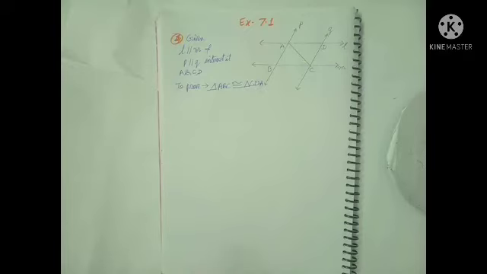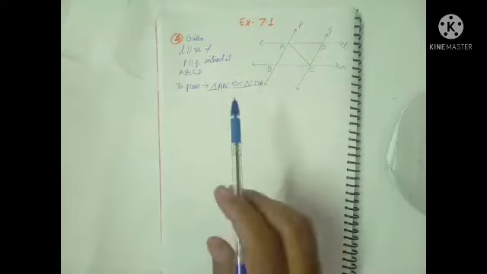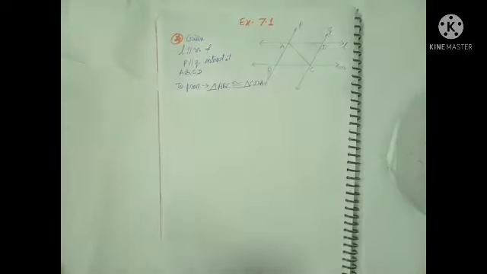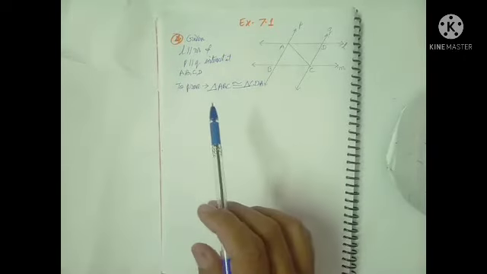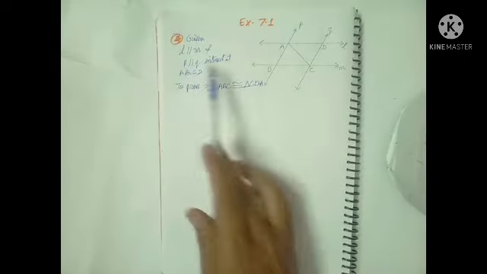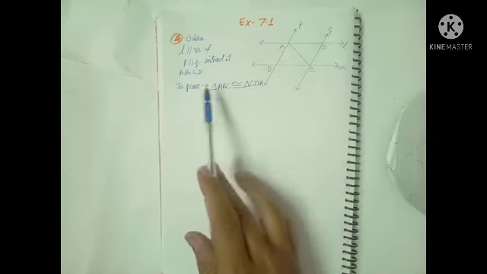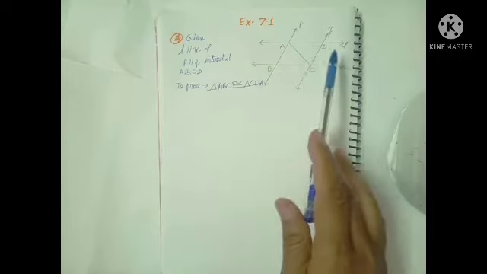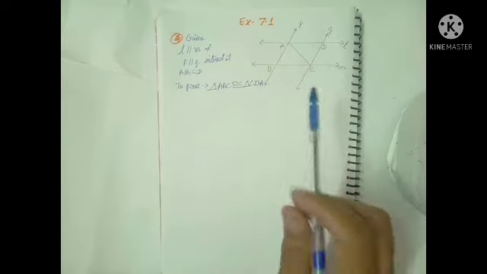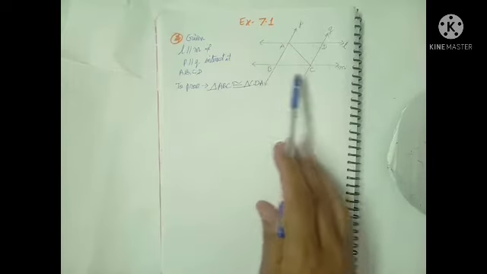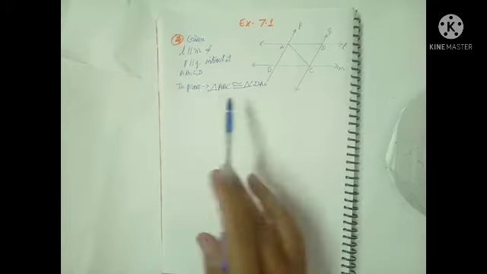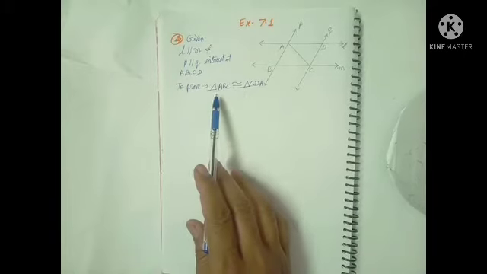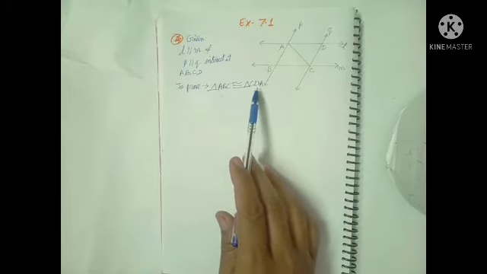So today I am going to start question number 4 of exercise 7.1. Here it is given L parallel to M, and a second pair of parallel lines, P parallel to Q, and both pairs of parallel lines intersect here at A, B, C, D. These are the points. And we have to prove triangle ABC congruent to triangle CDA.